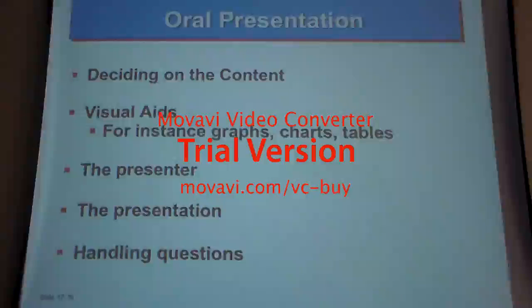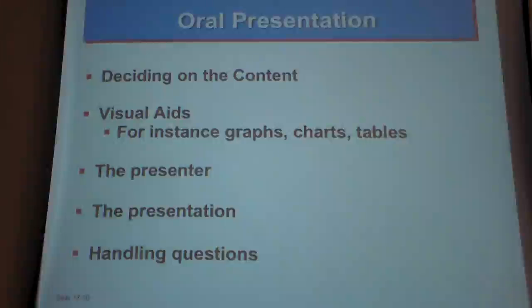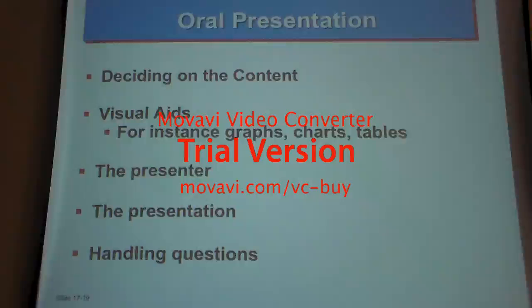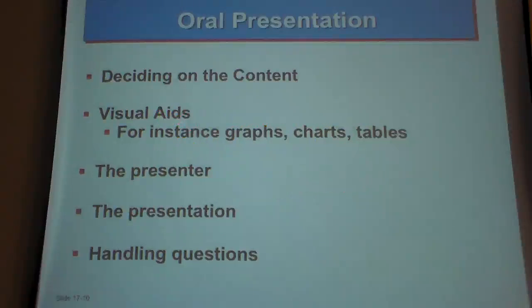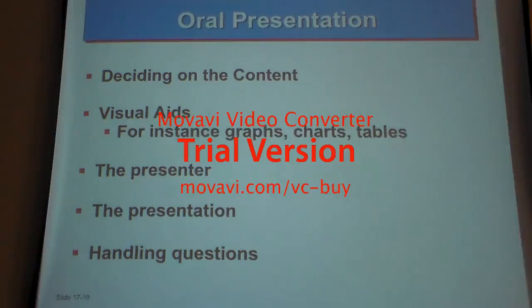So after you finish all these things, you go to the oral presentation. You have to decide on the content of your presentation. What should be the content? You shouldn't put everything in the presentation. You have very limited time, and you have to summarize only the key things. Maybe 15 slides, 20 slides. How much time do they usually give? 15 minutes, 20 minutes maximum. 15 minutes for presentation and 5 to 10 minutes for questions.